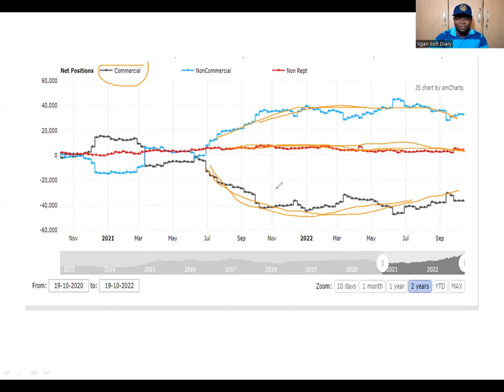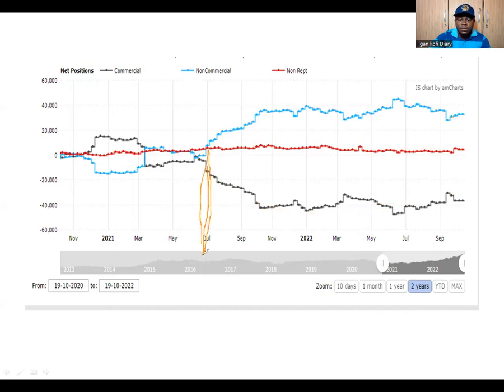Now, take note of this. Since July 2021, look at this. Since July 2021, the non-commercial traders, who are the institutions or the market makers, went long on USD. They were holding buy on USD, meaning that USD was going to be strong. So since July 2021, USD came into the bullish zone. And it's been bullish since July 2021 up to date, which is today, the 18th. I am using the COT report date, which is the 18th.